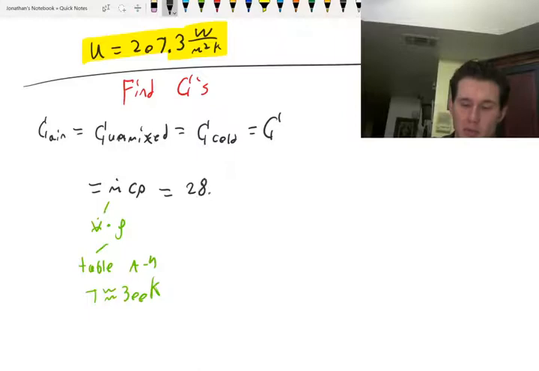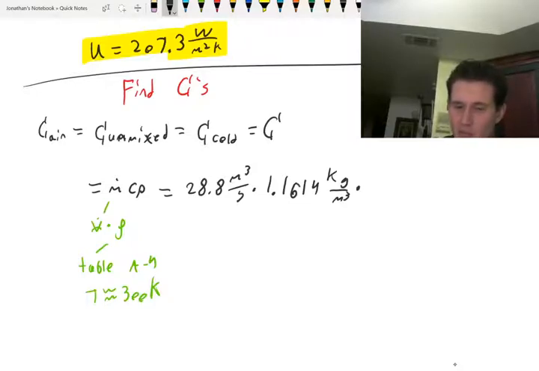Now all we have to do is plug the numbers in. Remember, this density is at the temperature of the inlet, or the temperature where we got that volumetric flow rate from.